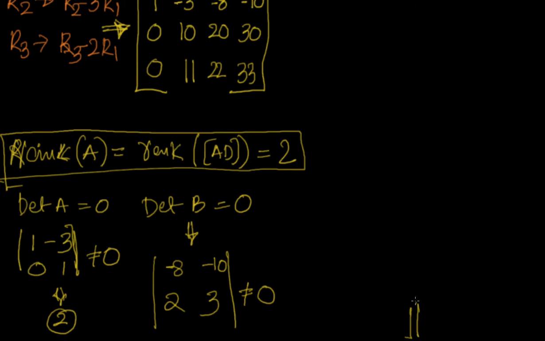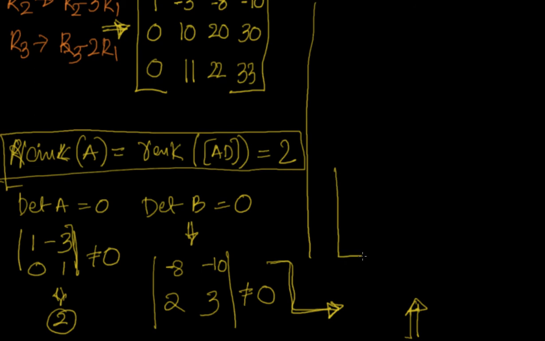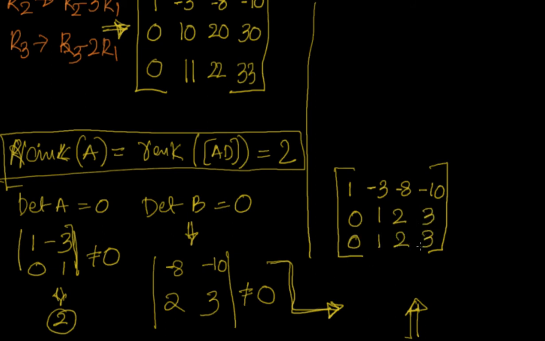Let us start from here. So the matrix we have is 1, minus 3, minus 8, minus 10 and 0, 1, 2, 3, 0, 1, 2, 3. Now, going with this as it is, it may be difficult for me to find it out.